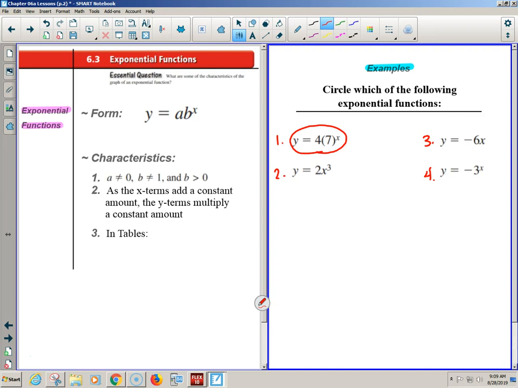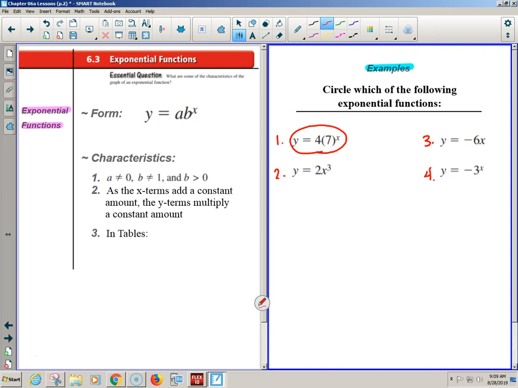So, even though over here you guys wrote down a times b to the x, you realize you're allowed to have numbers in those a and b spots. A and b are just kind of like placeholders. So that was one exponential function.